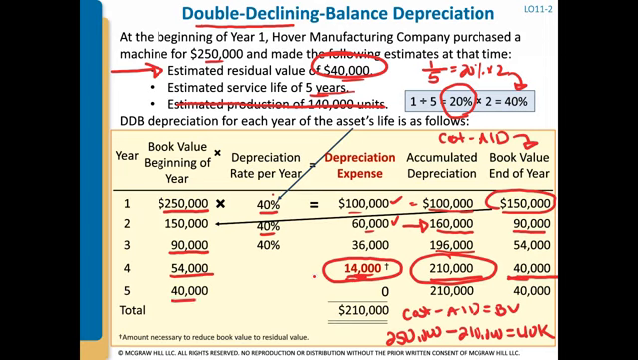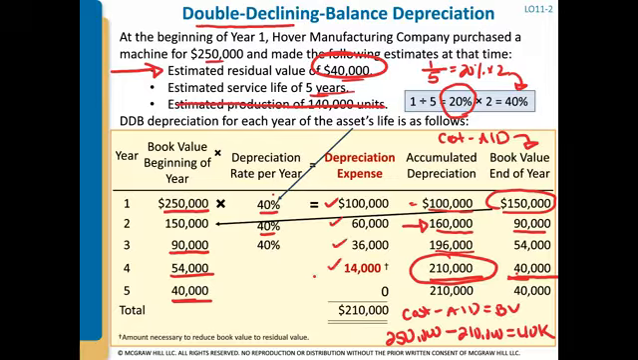And then notice in year five, our ending book value from year four is the beginning book value of year five. Year five has zero depreciation expense. We've already fully depreciated this asset. Now, let's just look really quickly at the depreciation expense per year here. And you see in year one, we have 100,000. Year two, 60.